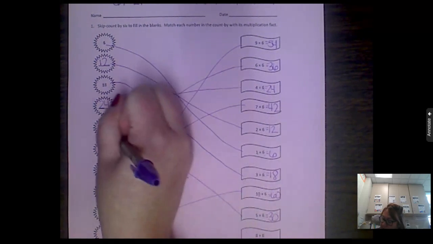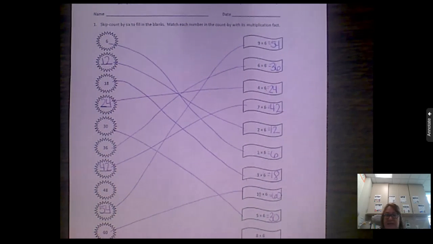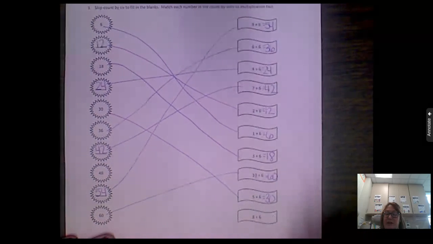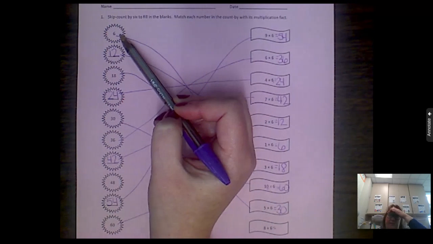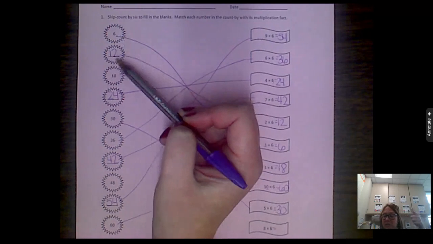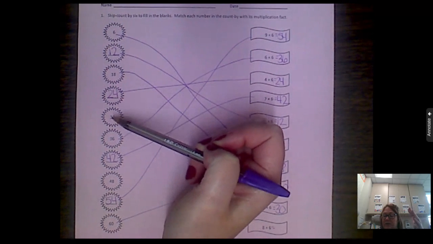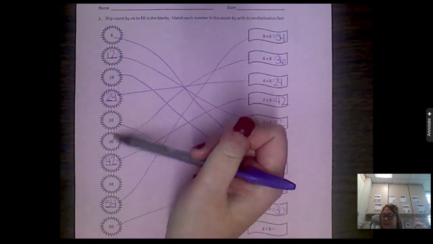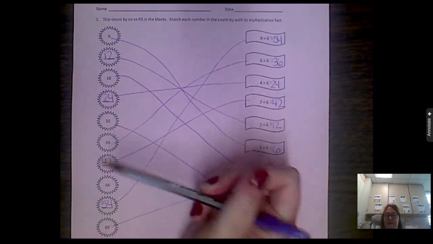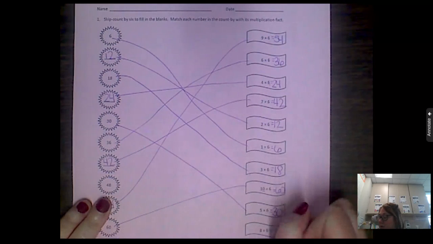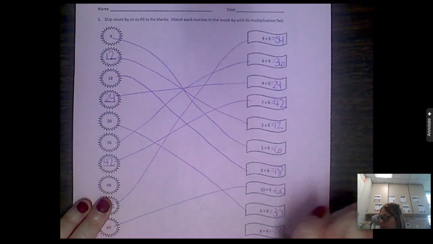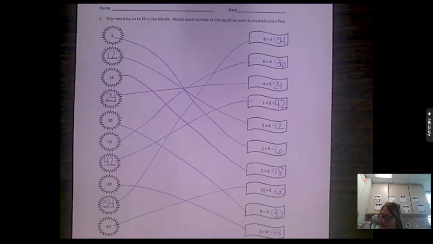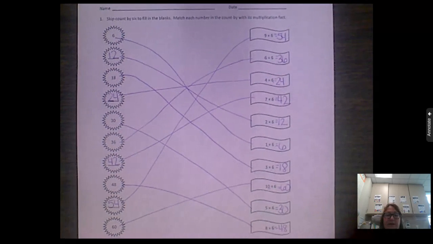Connect it. Did you get that one too? Good job. And the last one, 8 times 6. So we're going to count by 6 8 times. Ready? I'm going to look over here as I do it this time. Go down. 6, 12, 18, 24, 30, 36, 42, 48. So my answer is 48. And connect it. How did we do, guys?